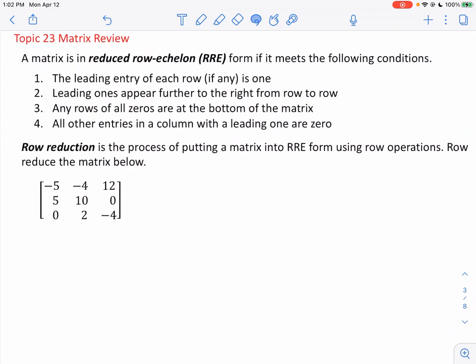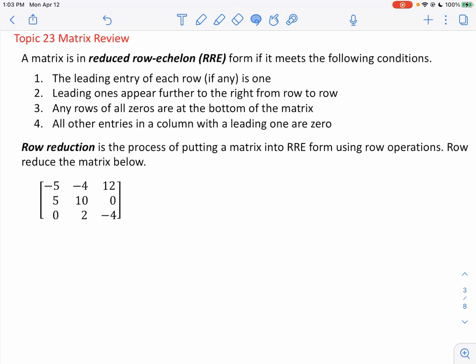Next slide. A matrix is in reduced row echelon, RRE, form if it meets the following conditions. 1, the leading entry of each row, if there is one, is a 1. Now, not every row has leading entries. Remember, a leading entry is the first non-zero number, and if a row has all zeros, then it won't have a leading entry. But if there is a leading entry, it must be 1. 2, the leading ones appear further to the right from row to row. 3, any rows of all zeros are at the bottom of the matrix. And 4, all other entries in a column with a leading 1 are 0.